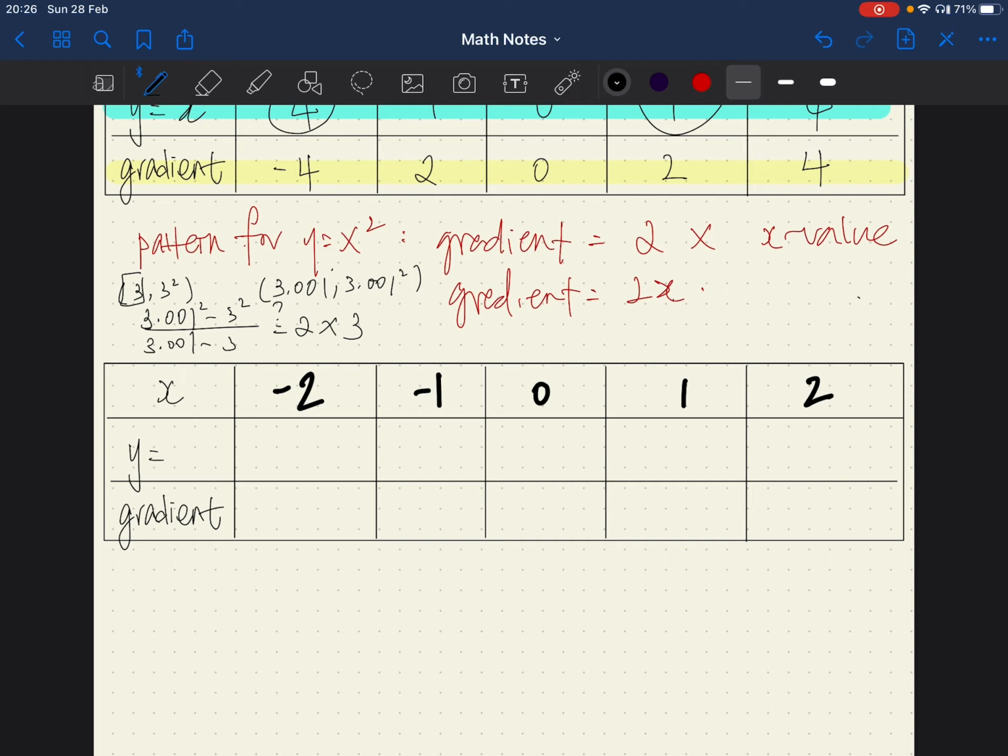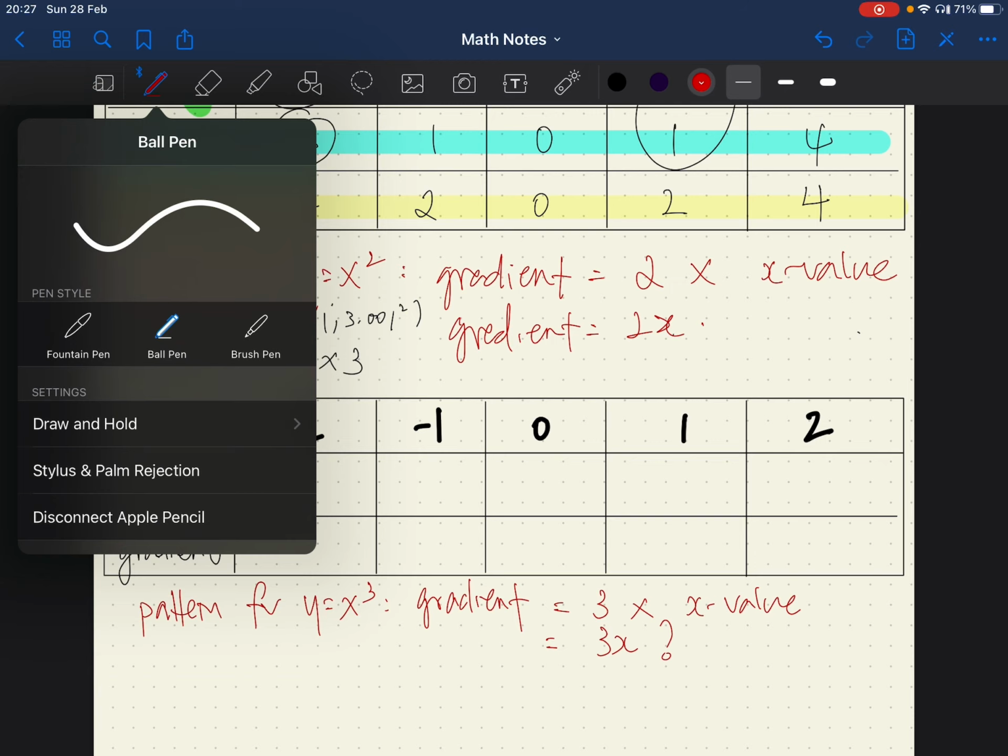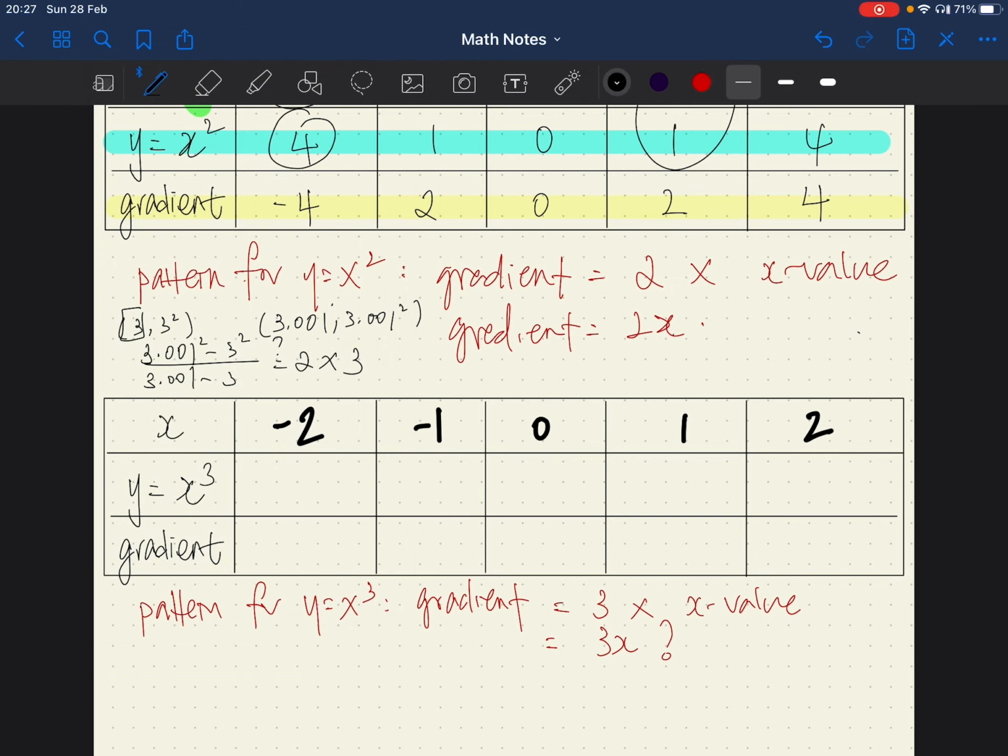So I will show you one more time, then we'll be the end of this example. So let's say now we move on to x cubed. It will be tempting to check whether, so let's say the pattern for y equals x cubed. Since the pattern for x squared is gradient is 2x, 2 times x, we want to check whether the gradient for x cubed is 3 times x value, which is 3x. Okay, so first thing, repeat the working here, fill up your x and y values.